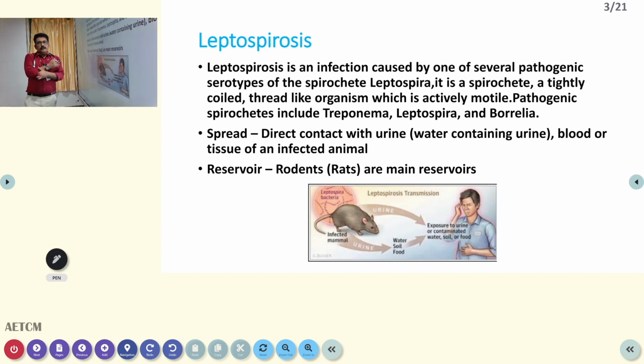The spread is mainly through the contamination of water by the urine of an infected animal, especially rodents. They are the carriers of the disease. They may not develop the disease, but mostly their urine will be infected, and that urine will go to a water source, and from the water source a patient can get infection through small cuts and wounds in the lower limb.